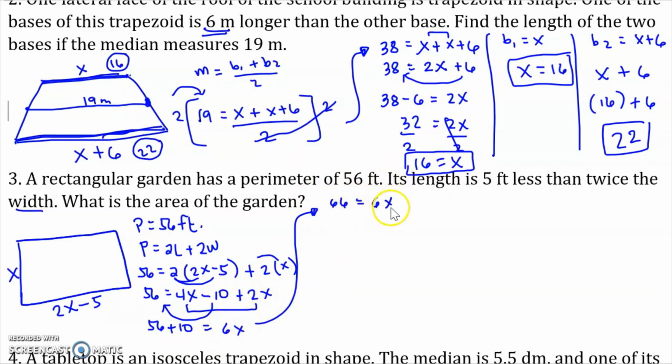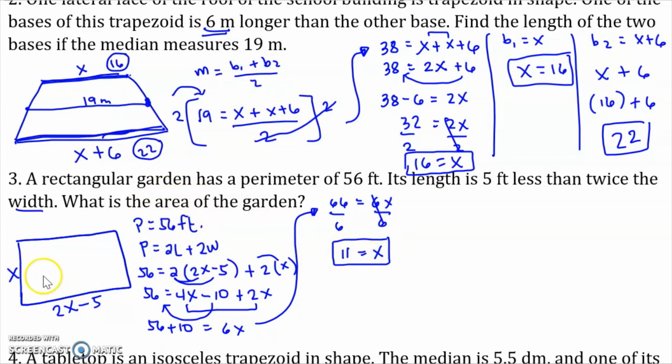6x has a 6 with it that we need to remove. So divide both sides by 6. Cancel, so only x remains, because that's what we want to find out. 66 divided by 6 is 11. So our value of x is 11. Ma'am, is that the final answer already? Not yet. Since what we are looking for is the area, let's find the area.